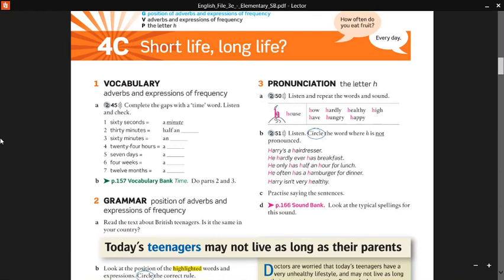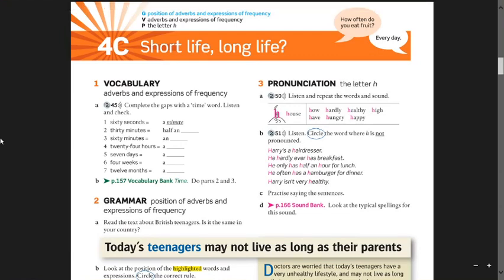Welcome to this class. Today we're going to finish working with Unit 4. In this part of the unit, we're going to see the position of adverbs and expressions of frequency and the pronunciation of the letter H, okay? So in the first part, we're going to work with vocabulary. We're going to work with adverbs and expressions of frequency.